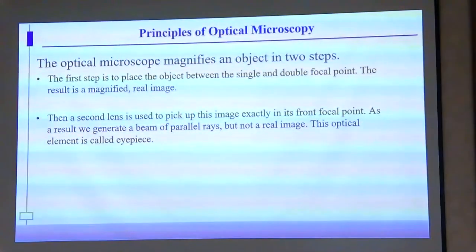So the optical microscope magnifies an object in two steps. In the first step, the object is placed between the single and double focal point, which results in a magnified real image. Then a second lens is used to pick up this image exactly at its front focal point and generate a higher resolution image of that object.